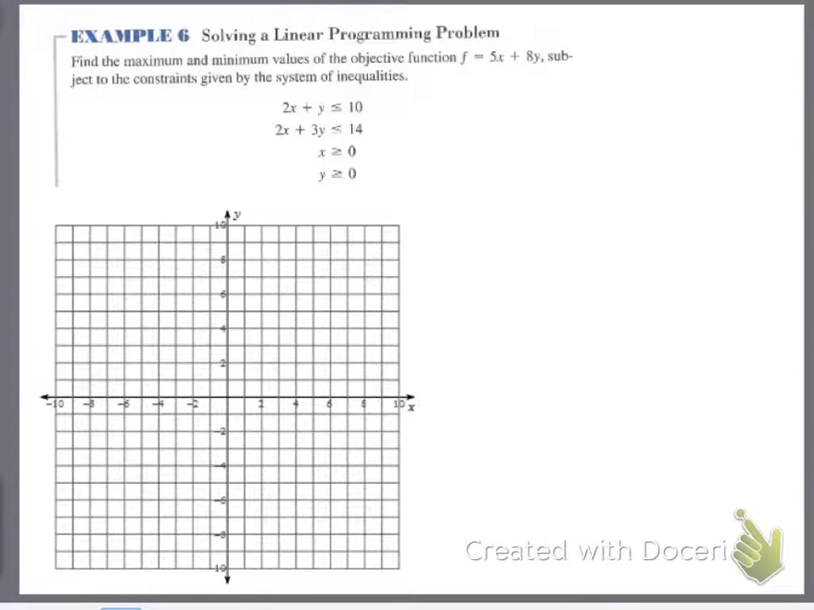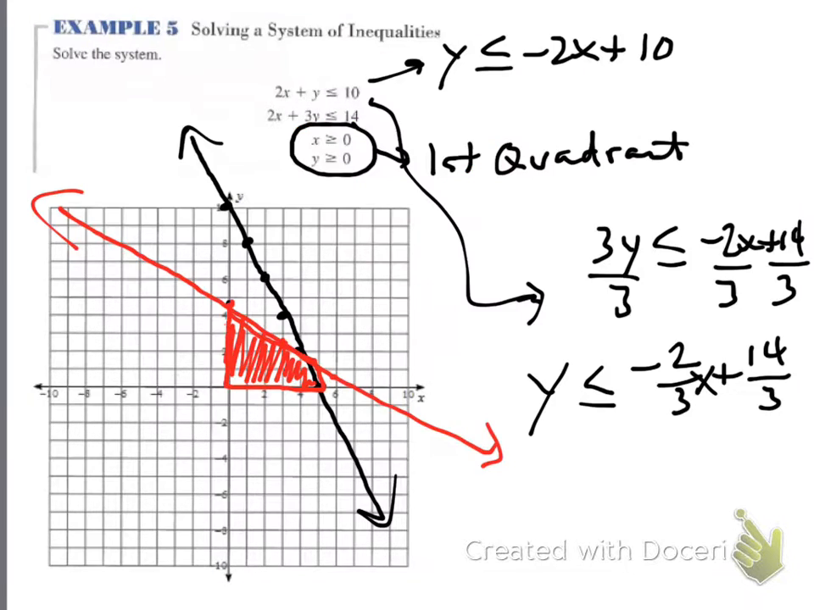Now to the linear programming. It says find the maximum and minimum values of the objective function f equals 5x plus 8y subject to the constraints given by the system of inequalities. Two of them are x and y greater than or equal to zero, so that just means first quadrant. If you notice the two inequalities on top, they're the exact same ones we had for the last problem, right here.